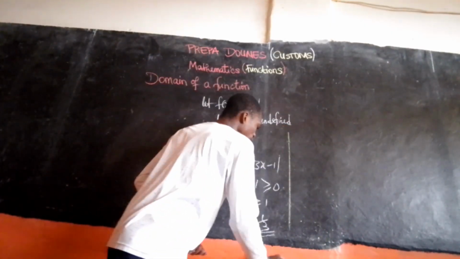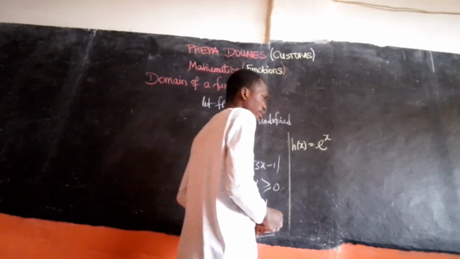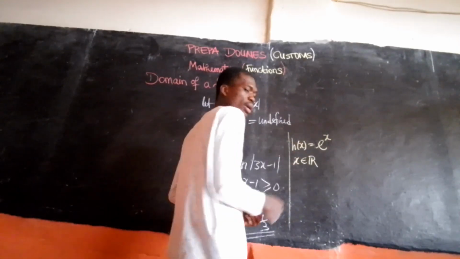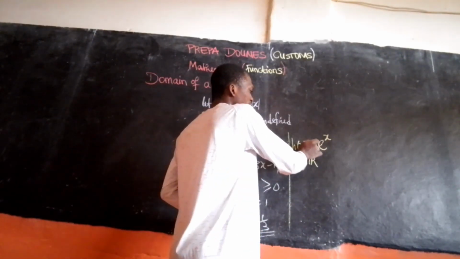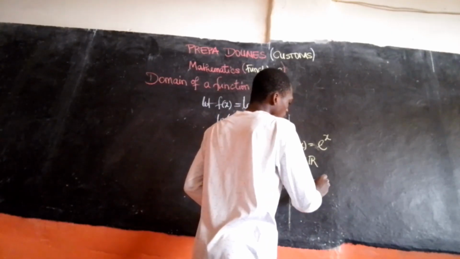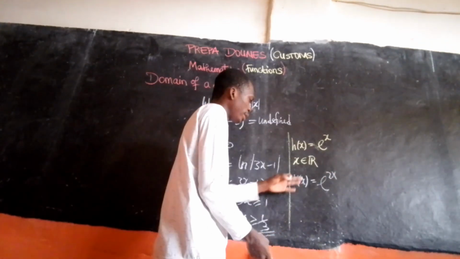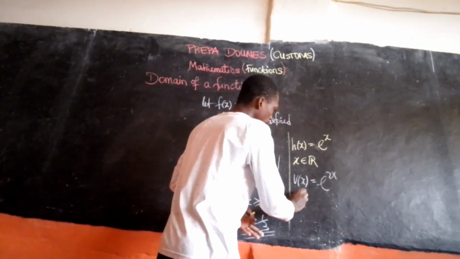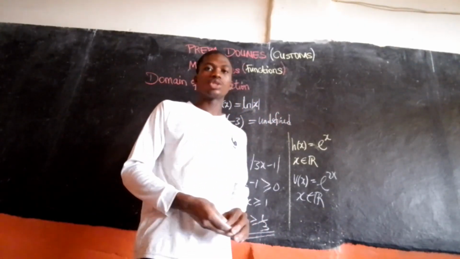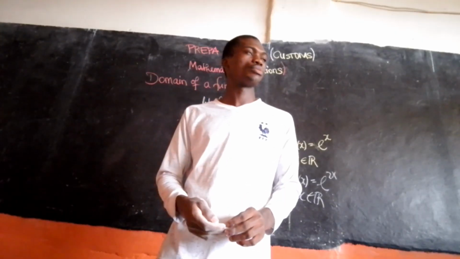Now what about if we have a function like h of x equal to e to the power x? X here is defined on the set of real numbers. Any real number goes. For example, we have v of x equal to e to the power 2x. It's all the same. Any value, the domain here is on the set of real numbers. x is an element of the set of real numbers. So that is it for the domain of a function. We are done with the domain of a function.